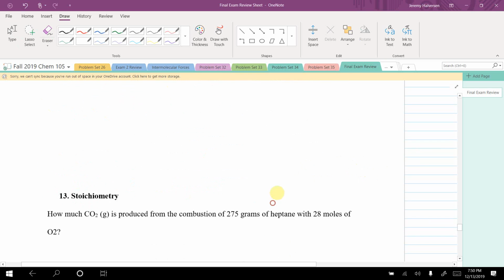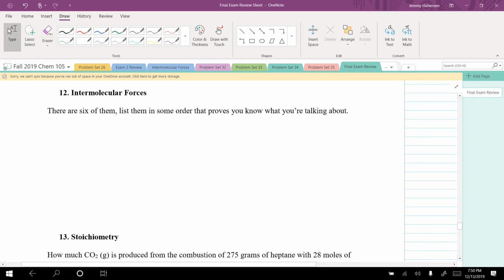Yep. Okay. Intermolecular forces. There are 6 of them. Let's list them. What's the strongest? I always get people saying hydrogen bonding. It's not hydrogen bonding. That's why water is a liquid at room temperature and salt is a solid at room temperature, because ion-ion is stronger than hydrogen bonding.